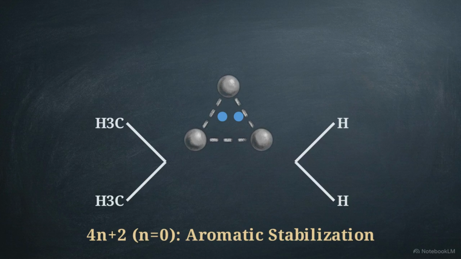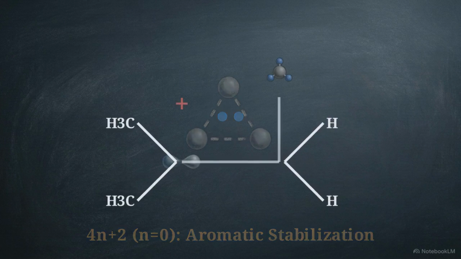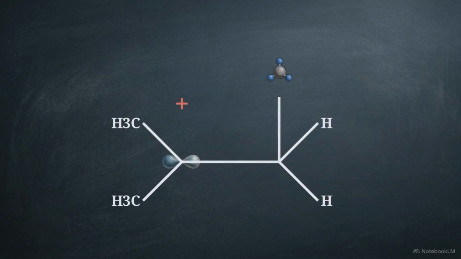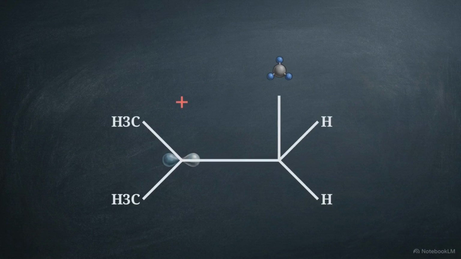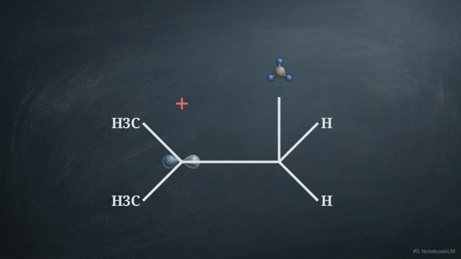A 2-electron system satisfies Hückel's 4n plus 2 rule for continuous pi systems, where n equals 0. This configuration gives the transition state formal aromatic stabilization, which lowers the activation energy needed to execute the shift. The immediate outcome is a tertiary carbocation framework, which is vastly more stable than the primary starting point. From this state, the molecule can safely capture a solvent nucleophile or lose a proton to complete the reaction.